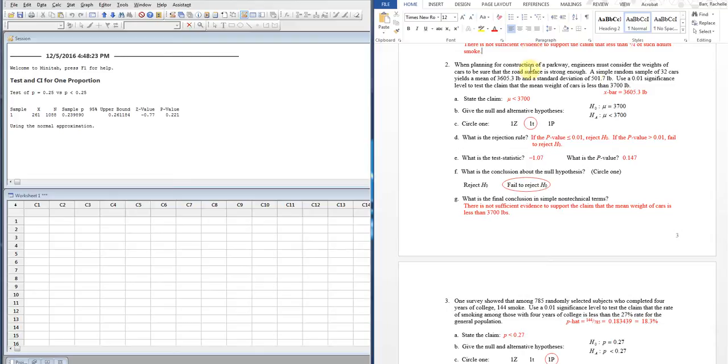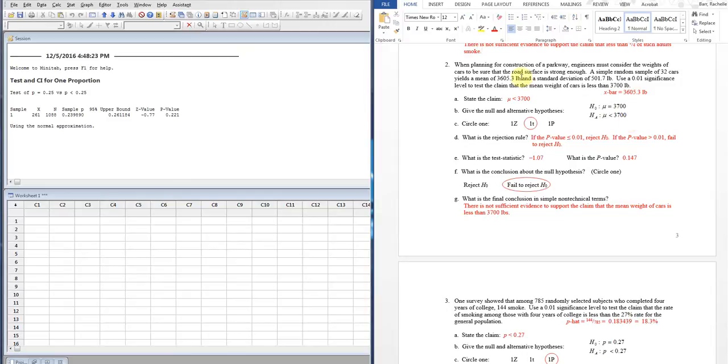Be careful. There are two means floating around in here: one about the claim that you're trying to test, and one that comes from your sample. Remember, your sample is always a part of your evidence, not your claim. That's you trying to provide evidence for or against the claim that's been made. So it should never be a part of your claim or your null hypothesis. So I state the claim that we actually think it's less than 3,700, and so that will form my null and my alternative hypotheses.